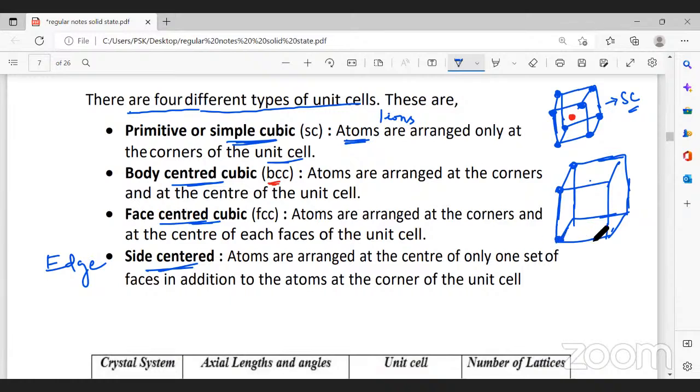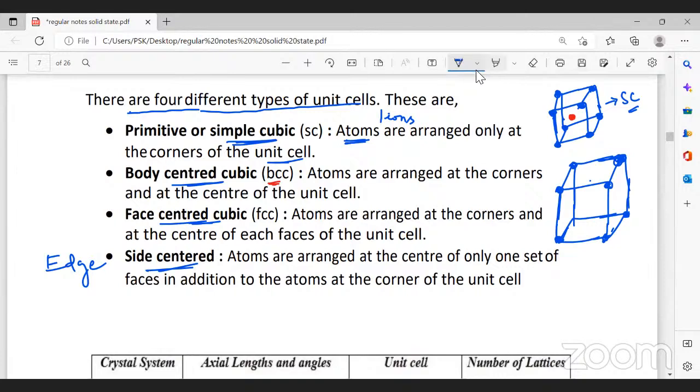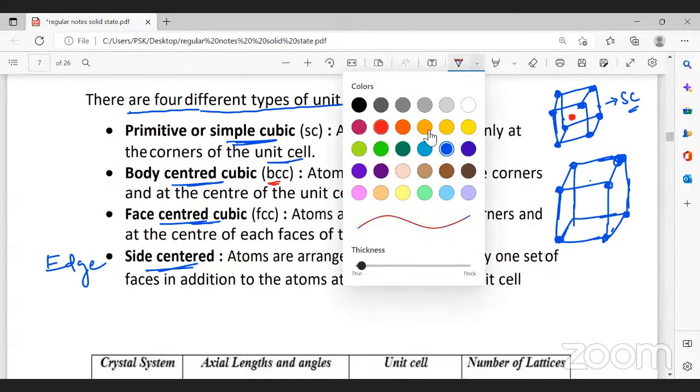Now you tell me, you're sitting in your room, observe your room and tell me how many faces a room has. Six faces. Okay. One is facing you, one is behind you, one towards the left, one towards the right, one on the top, one at the bottom. Yes or no? Six faces? Yes. Now, if the particles are present not only at the corners, but at the center of each face.